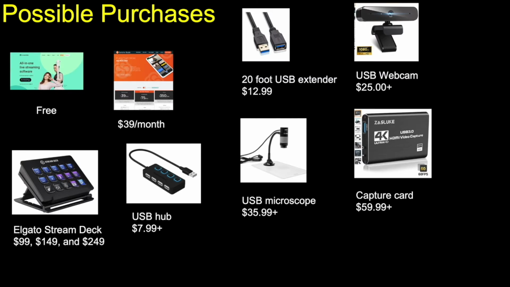But most of us are probably using something with a cable, whether it's the capture card that I talked about that is USB to HDMI for a DSLR, or a traditional webcam or a digital microscope, which will require a USB extender. You can get one of those for as cheap as $12.99 on Amazon. Again, something like a microscope, depending on the quality, could be $35.99 and up. And then a capture card, like this one, was $59.99.